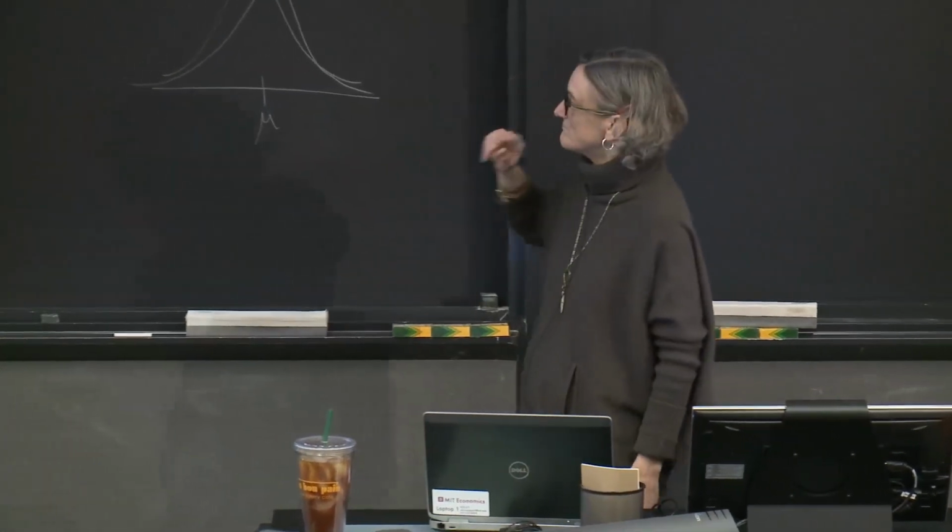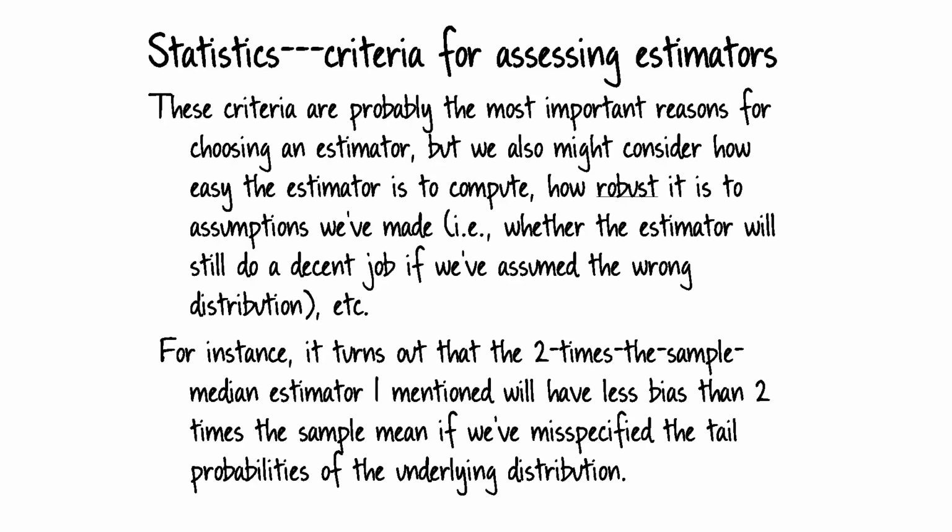Oh, and I guess this is an example of a robust estimator that we talked about last time briefly. It turns out that the 2 times the sample median estimator from the uniform example will have less bias than the 2 times the sample mean estimator if we've misspecified the tail probabilities in that uniform example. Okay, so that's an example of an estimator that might not be as good as the other 2 estimators we saw in terms of bias and efficiency, but might have this other property of robustness that could come in handy at some point.